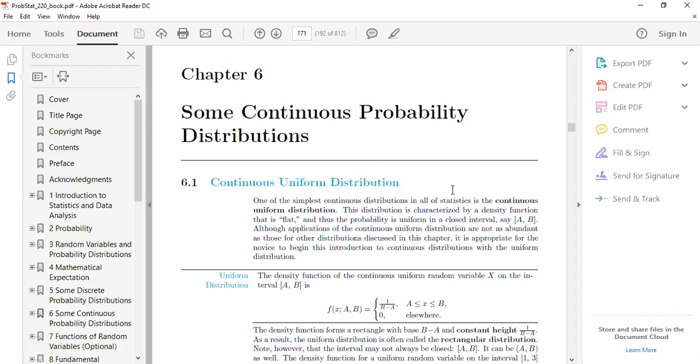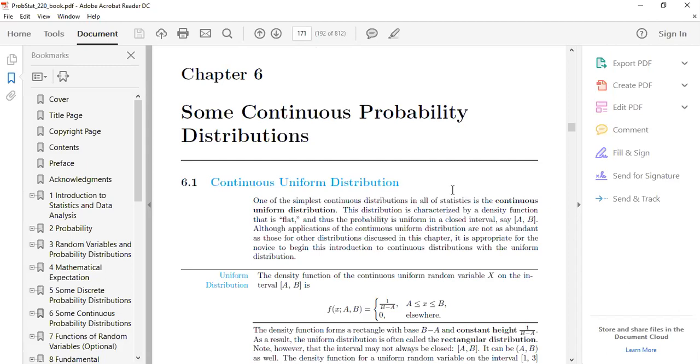it gives you a rectangle, and sometimes it is known as the rectangle distribution too, because it is defined on the closed interval a to b. And flat, why flat? It means it gives you the rectangle because it's just one line, your f(x) function value. So one of the simplest continuous distributions in all of statistics is the continuous uniform distribution.